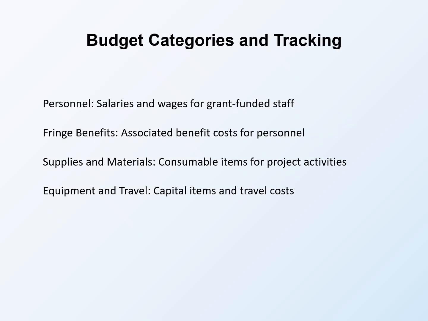Your financial system should track expenditures by budget category. This category-level tracking supports compliance and reporting. Personnel costs include salaries and wages for staff working on the grant. Track these by individual if possible, showing hours worked and salary charged. Personnel often represents the largest budget category and receives significant scrutiny. Clear tracking of who worked on the grant and how much they were paid is essential.